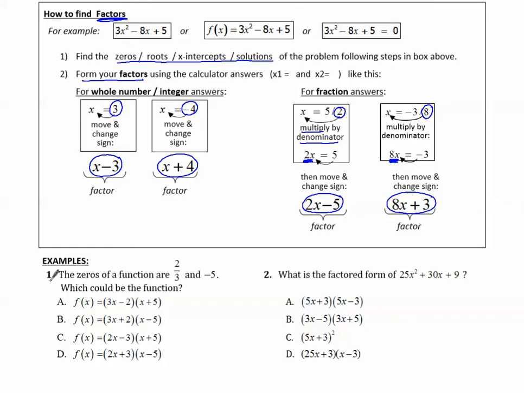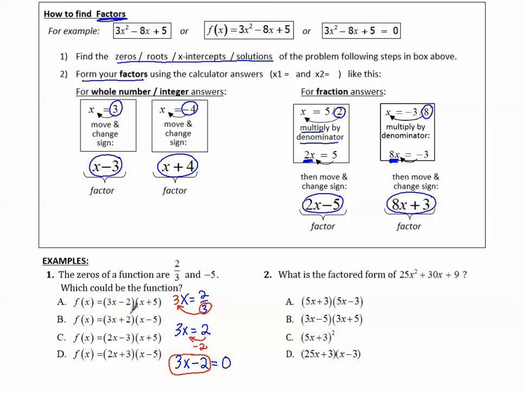Let's do an example. Number 1, the zeros of a function are 2/3 and negative 5. Which could be the function? So just like this one with the fraction, let's write down x equals 2/3. We don't want a denominator, so the first thing is multiply by the denominator, and we get 3x equals 2. Now we need to move the positive 2 to the other side, and we do it by subtracting. So that becomes 3x minus 2 equals 0. And this is our factor, 3x minus 2.